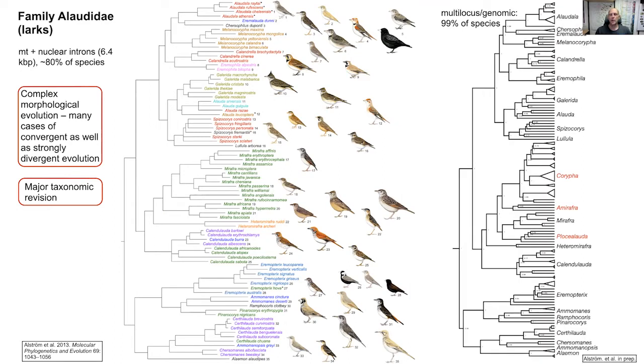And at the moment, we're working on a revised phylogeny, including all except one of the species of larks, using multilocus as well as genomic data for that. And we decided to split up the genus Mirafra into 4 different genera to align better with the other genera in this family.